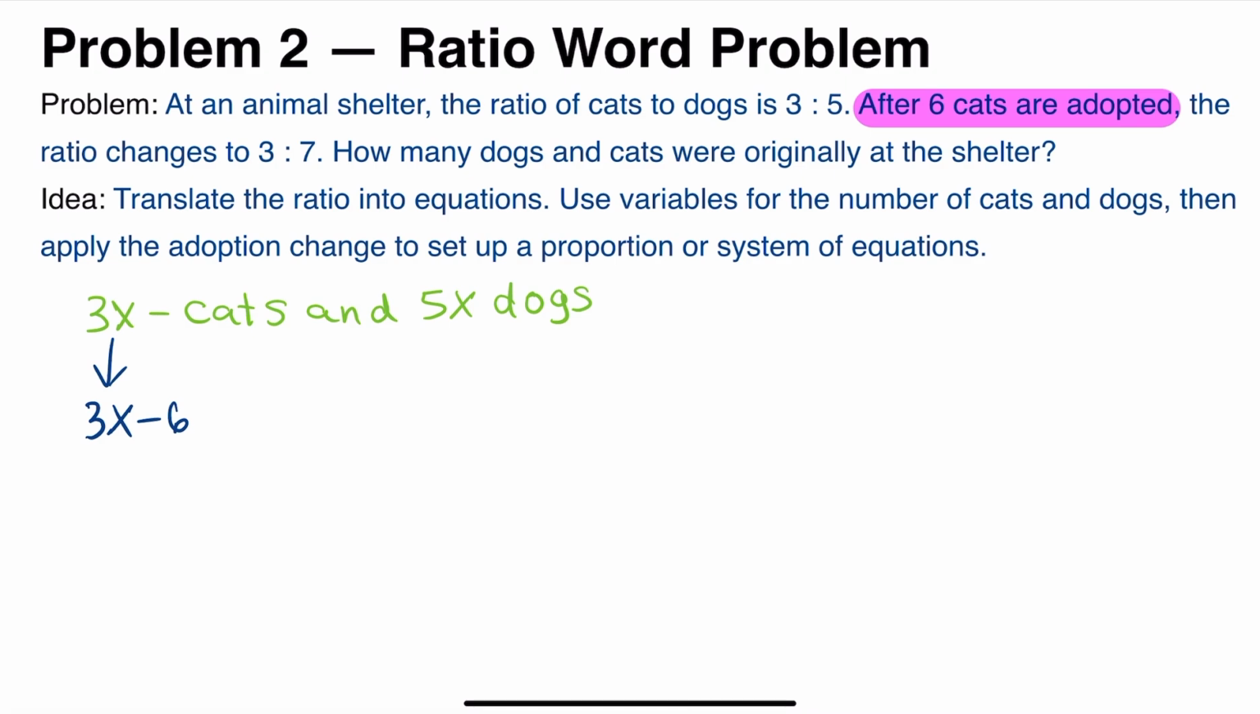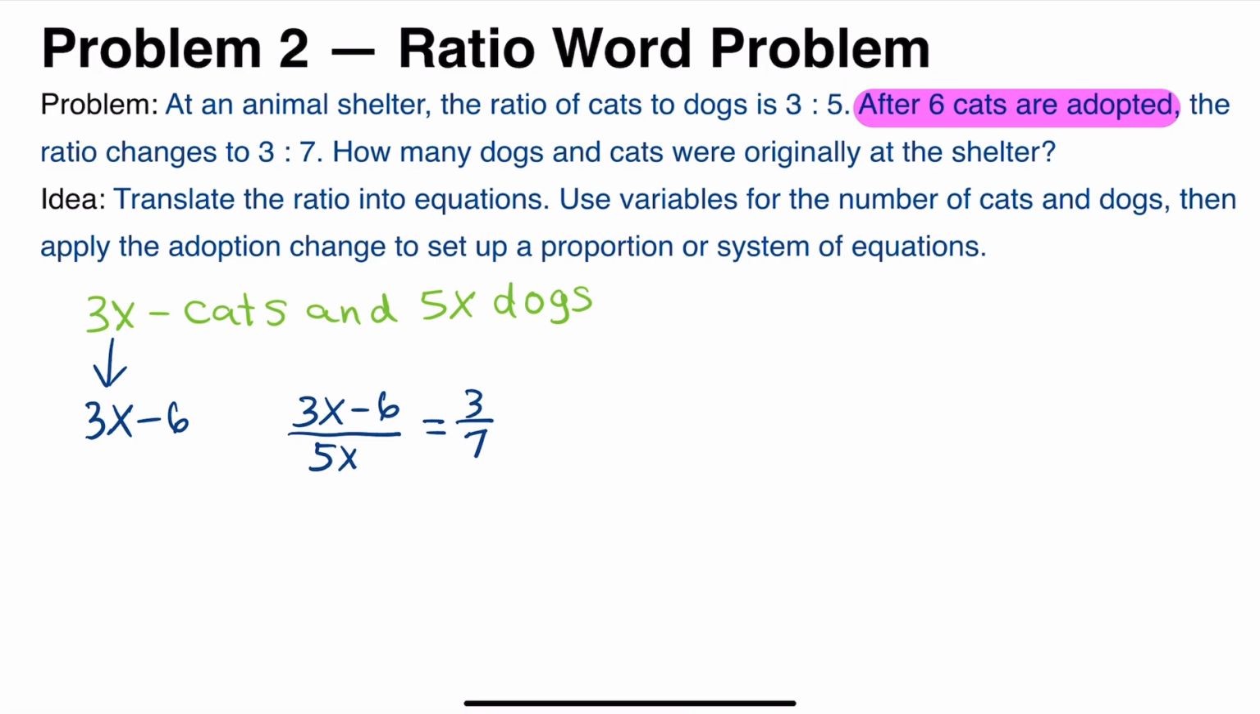And the new ratio becomes 3 to 7. With that knowledge, we can go ahead and set up a proportion which has 3x minus 6, those are cats, over the dogs, which is 5x. There was no change there. Equals 3 over 7, which is the ratio. Okay, that's the new ratio, 3 to 7.